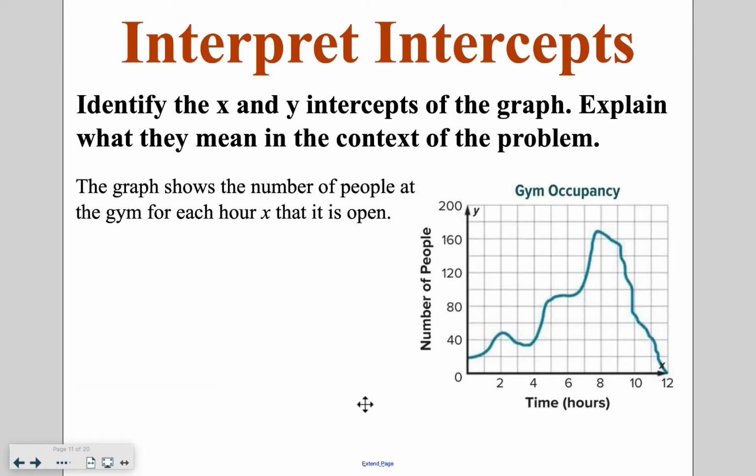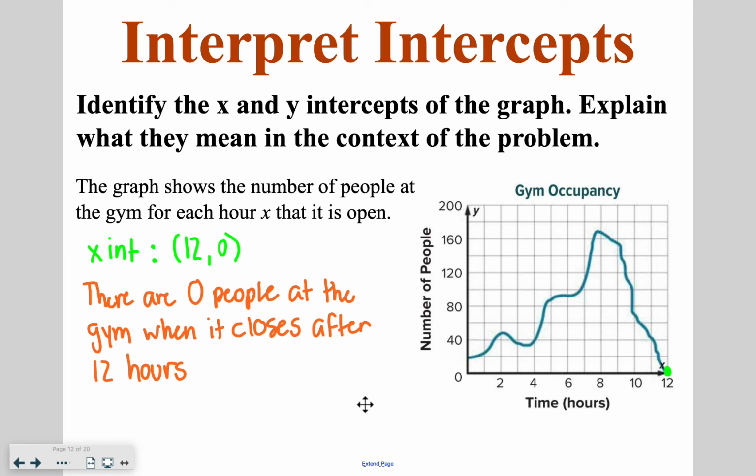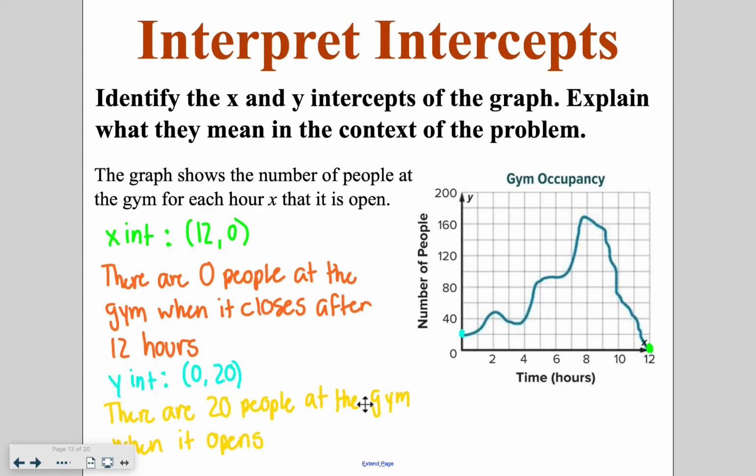So another example here of finding and interpreting values, I want you to start by finding the x-intercept and interpreting its meaning. So we've got (12, 0), which means there are 0 people at the gym after it closes at 12 hours. Now go ahead and find the y-intercept and interpret that meaning. So we've got (0, 20), which means when the gym opens, or at the start of its hours, there are 20 people at the gym.